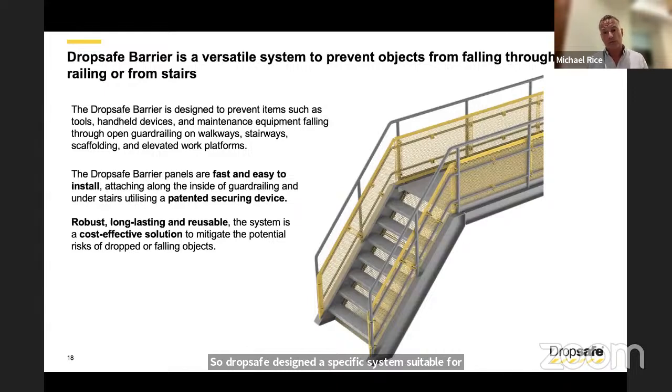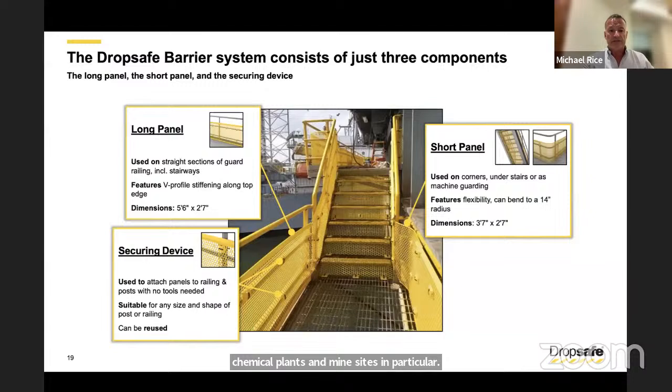But actually what we found when we launched this product, we got a lot of interest from land-based facilities, power stations, refineries, chemical plants, and mine sites in particular. The system is basically a very high-grade polycarbonate barrier system that attaches to existing handrail in a facility. For example, along elevated walkways or platforms, on stairways, or even underneath the staircase, the system can attach very easily into those types of handrails.